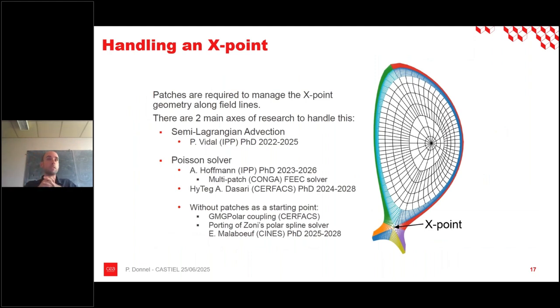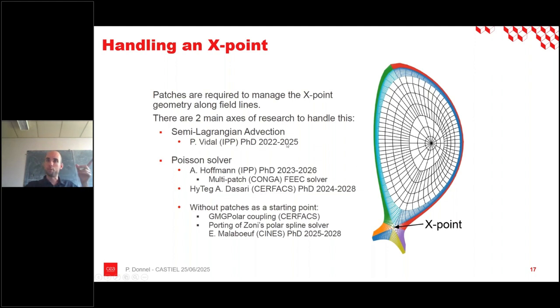And a bit more focus on 2 features. The first one is how to handle the geometry. So we decided to use what we call patches. So here the different colors are different patches, and then we need to plug them all together so that we can simulate the plasma around the X-point. And for our set of equations, we have 2, let's say, challenges. One is more on the semi-Lagrangian advection across these patches.